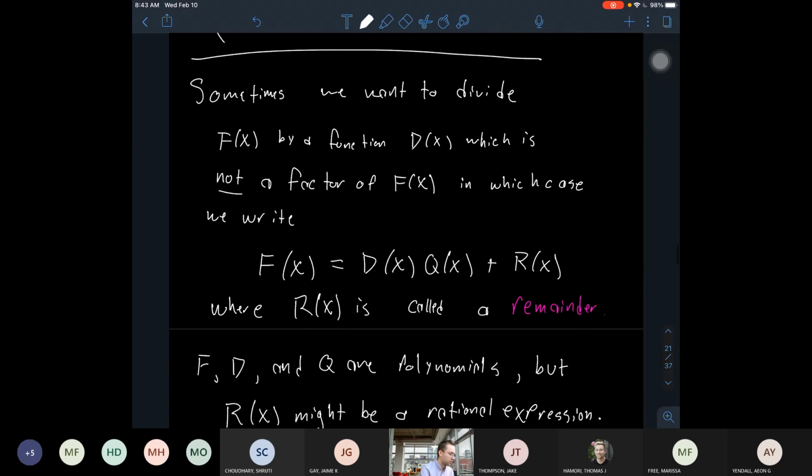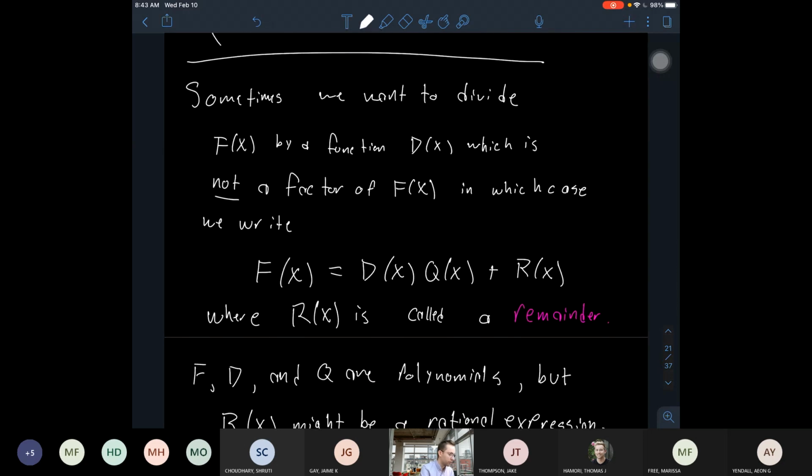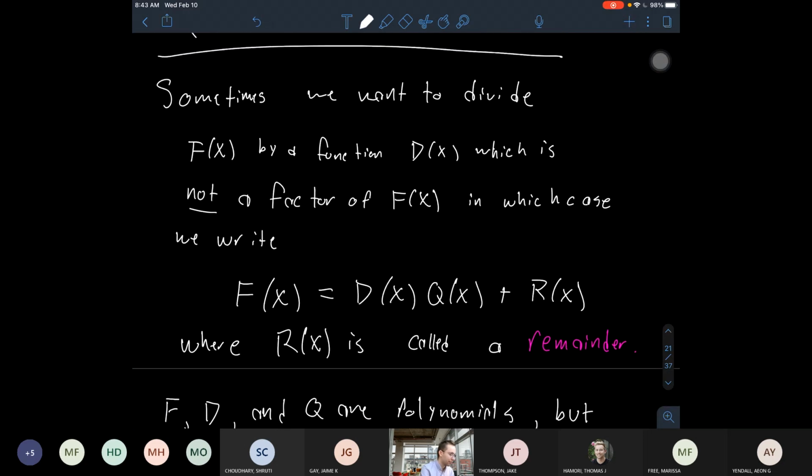Sometimes we want to divide a function f of x by a function d of x, which is not a factor of f of x. So this is just to say if d of x is not a factor.